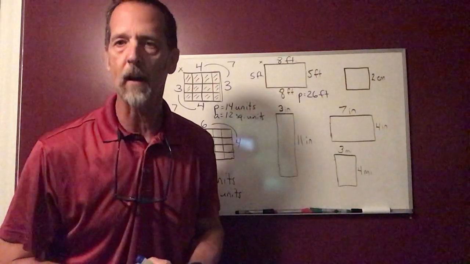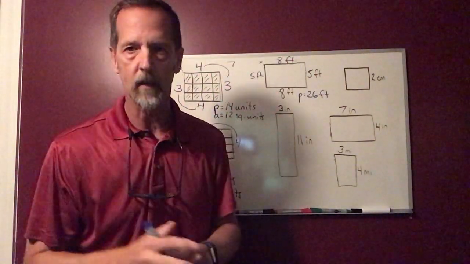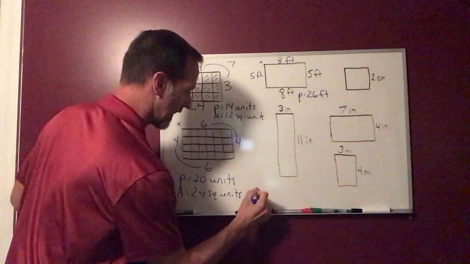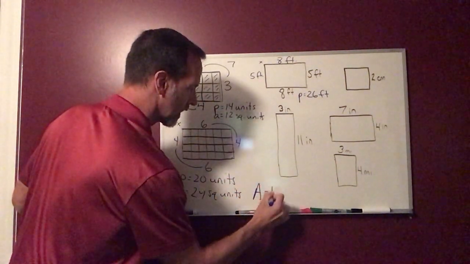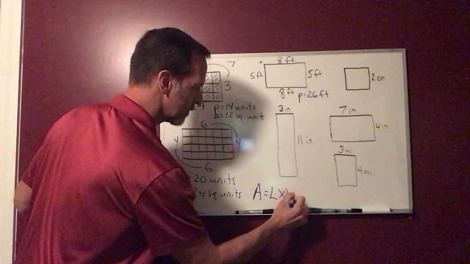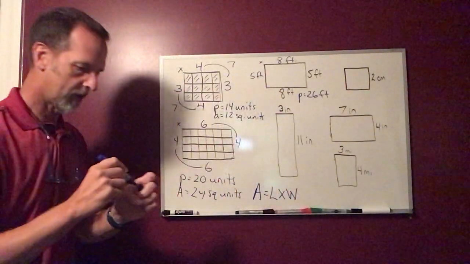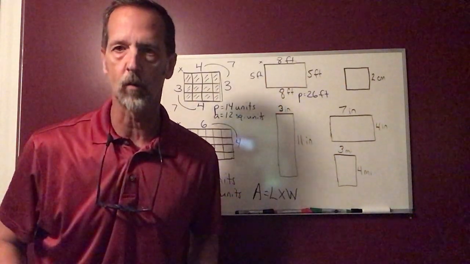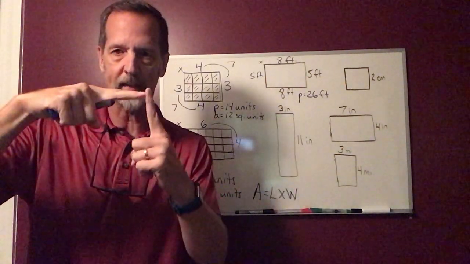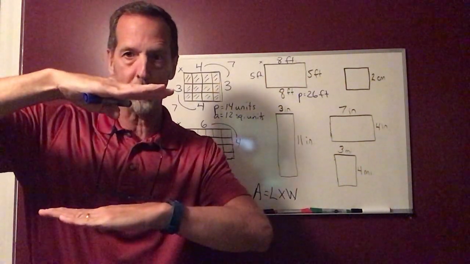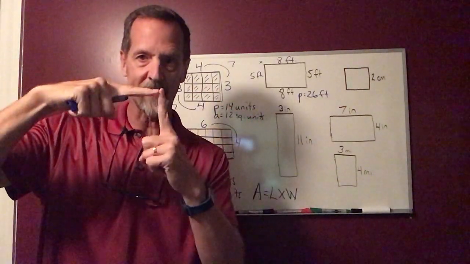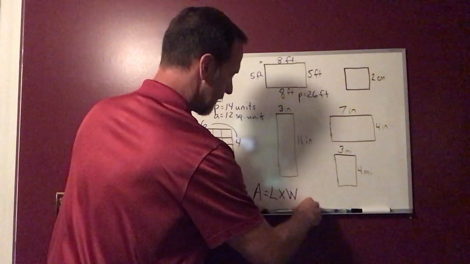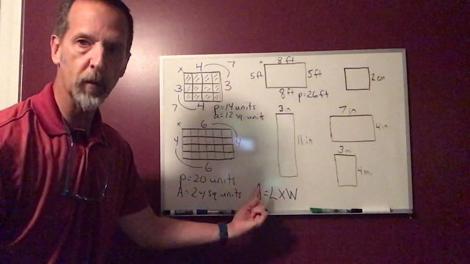Here's how you can find area without any grid. I want to try to write this so that you can see it somewhere. Area equals the length times the width. Length and width are 2 connecting sides on a rectangle or square. Okay? 2 connecting sides. They have to connect. Not 2 opposites, but 2 connecting sides.